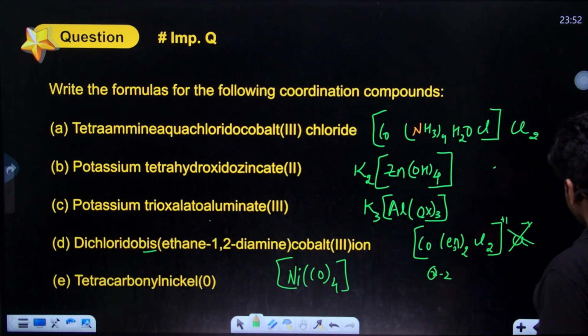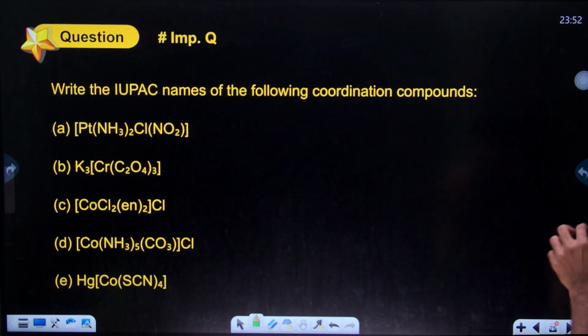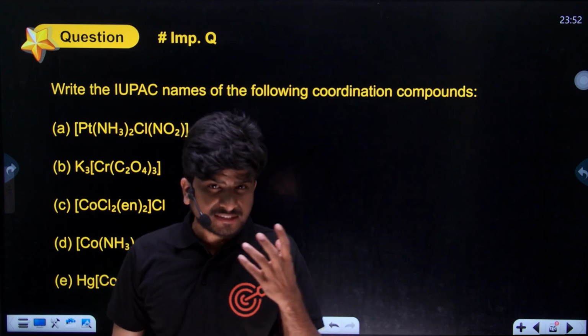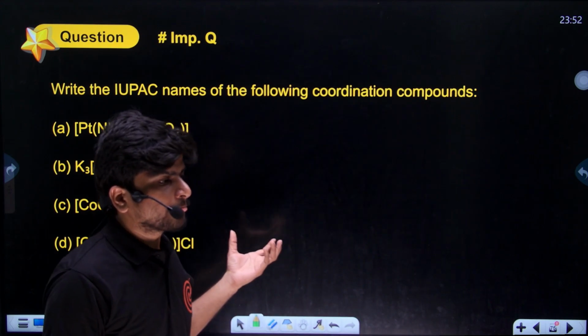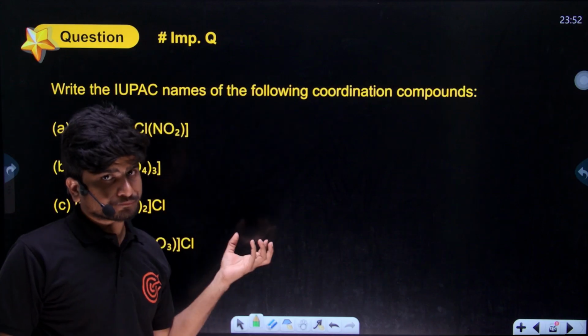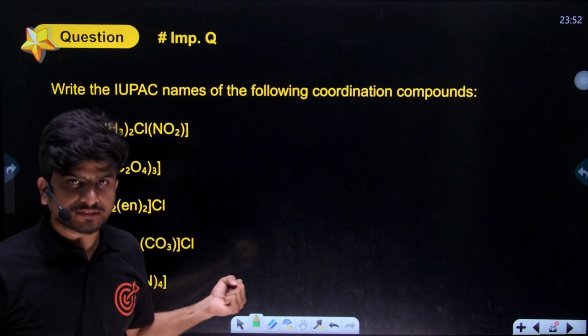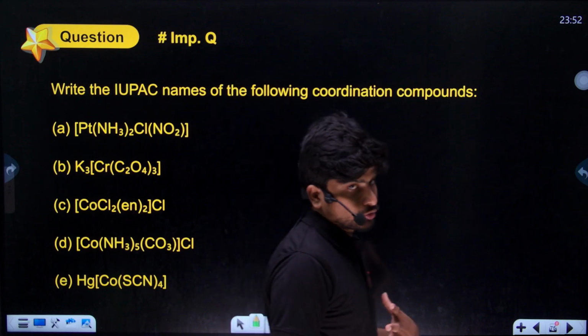Let us continue. Write the IUPAC name of the following coordination compounds. A best practice for this will be, if you try it on your own, I'll explain 1 or 2 answers. Please write the remaining in the comment section. That will be a good practice for you.